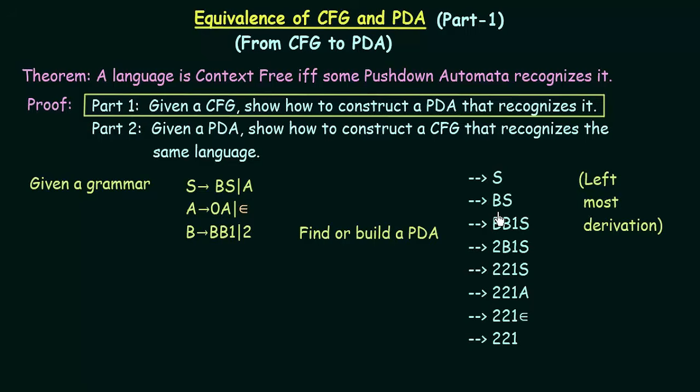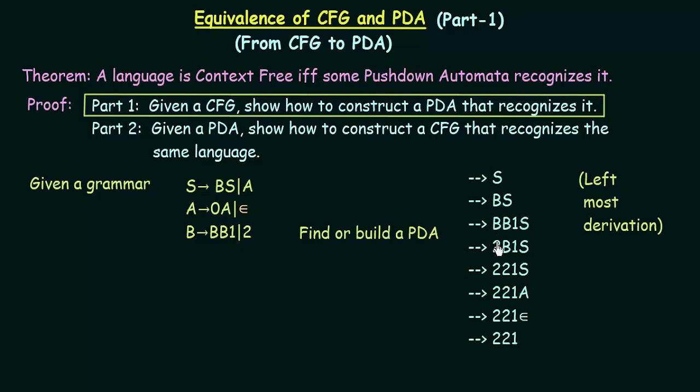Now this B has a production which says it gives BB1 and also 2. Let me take this one which says BB1. So instead of this B, I write BB1, and then this S comes down as it is. Now if you look at which is the leftmost non-terminal, it is B. So we have to expand B now because we are considering the leftmost derivation. B gives 2 also, so I am going to take this production now which says B gives 2.